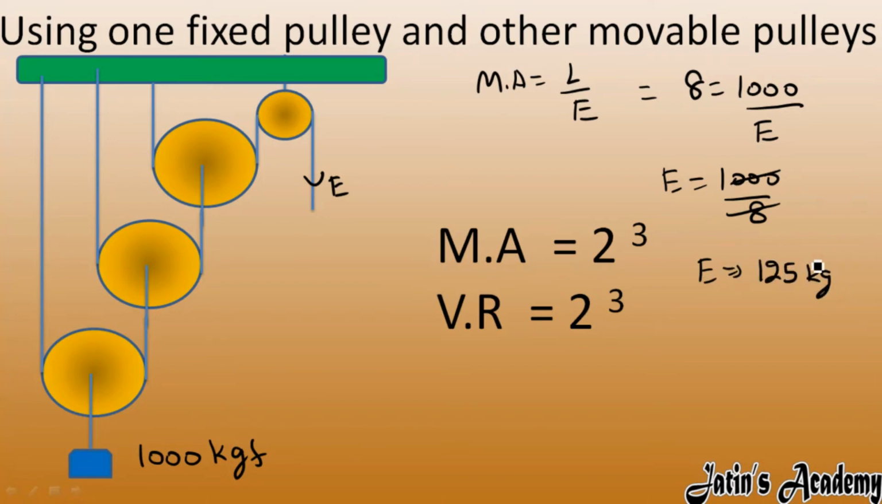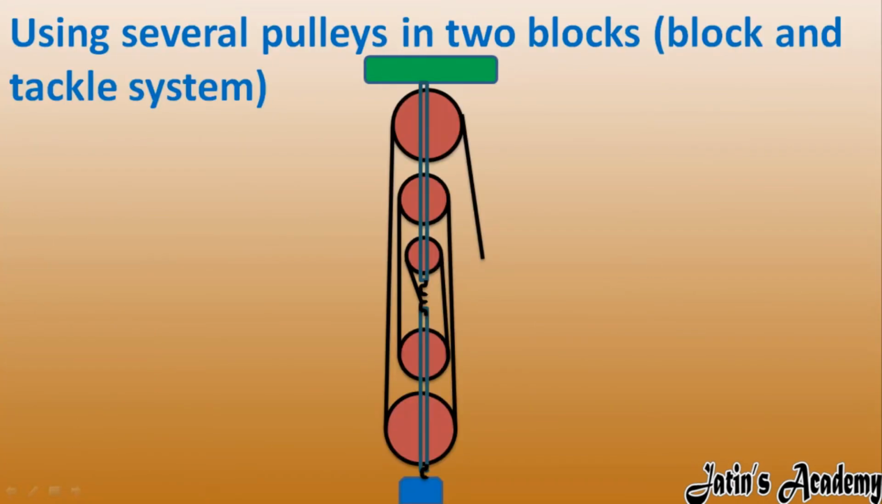Now carefully see, here you have to apply only 125 kgf of force in order to lift up 1000 kgf, which is a very small value in front of this 1000. Clear? Next combination of pulley we have is the block and tackle system.